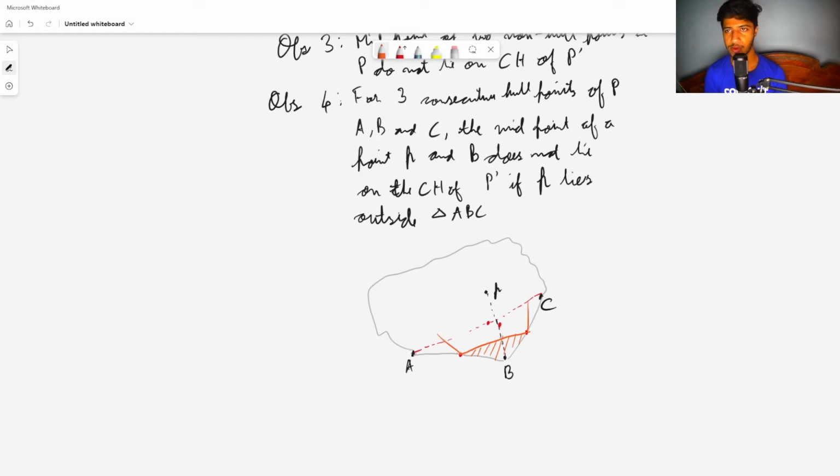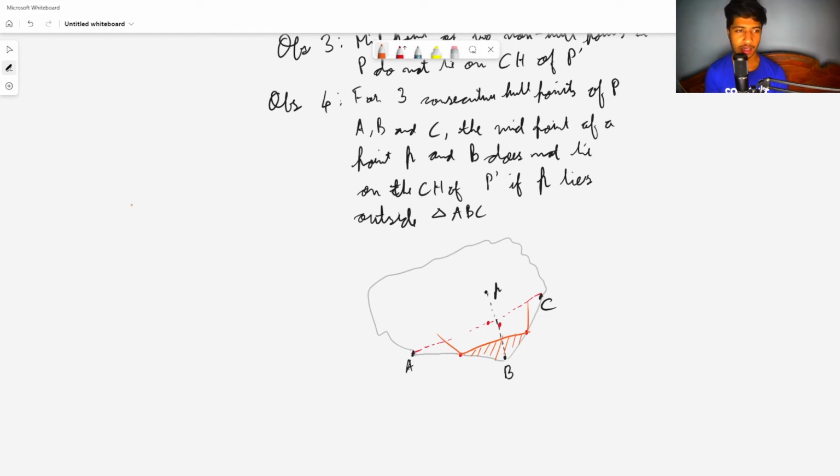For 3 consecutive hull points of P, A, B and C, the midpoint of a point p and B does not lie on the convex hull of P dash if p lies outside triangle ABC, right? If it lies inside the triangle ABC, then there is no guarantee that it will be on the convex hull, but it may be, right? But if it lies outside, for sure you know that the midpoint will not be a part of the convex hull, right? So how many such midpoints will we consider?